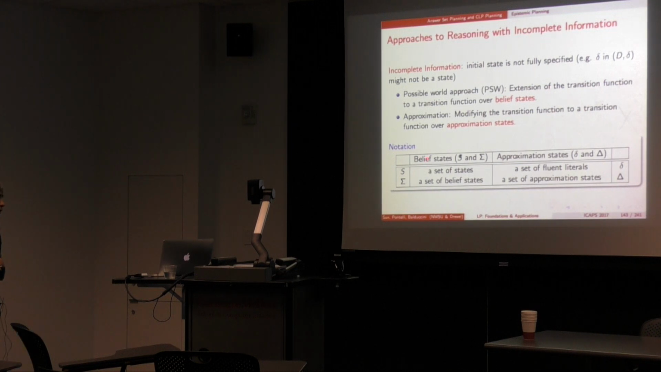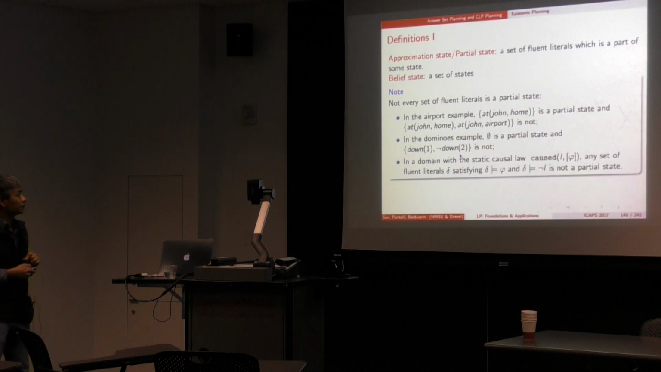And here, just to give an idea, we have the belief state. A belief state is just a set of states, and I will use S and sigma interchangeably. So sigma is a set, and S is just a set. This is a set of belief states. Whereas for an approximation state, we have just a set of fluent literals. That is approximately what we know for sure is true in the world.